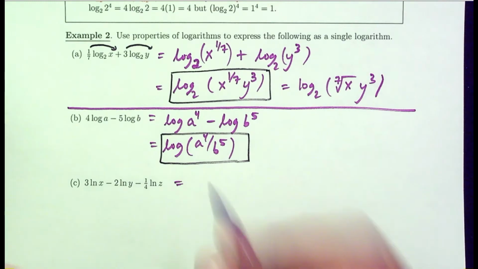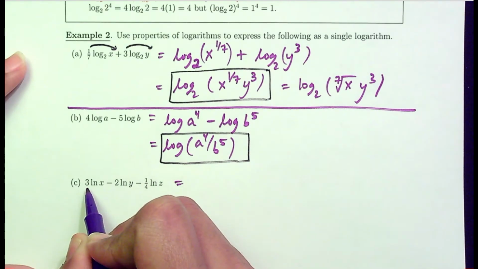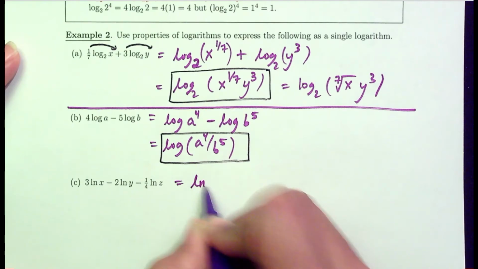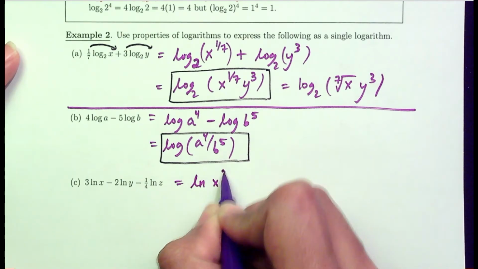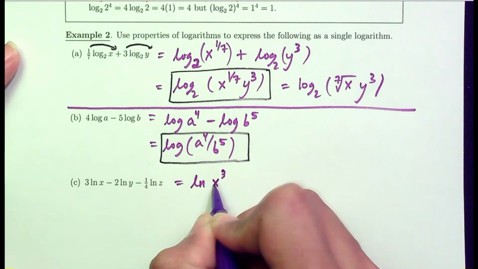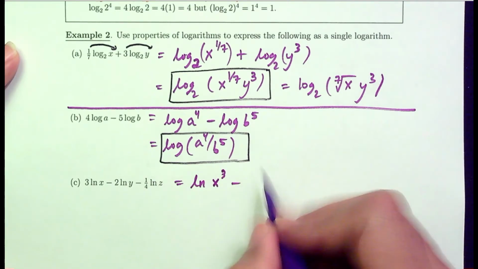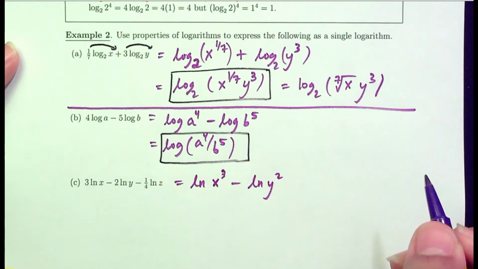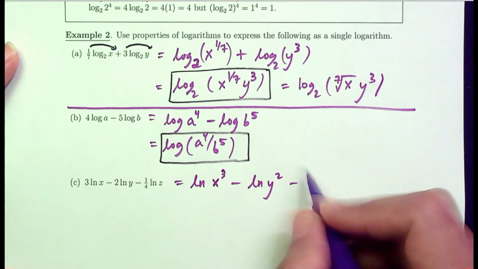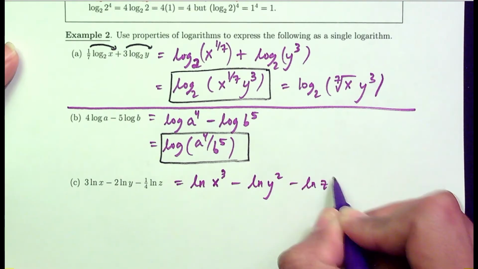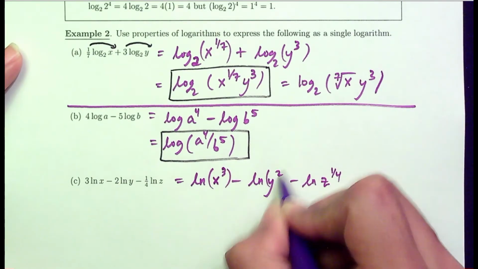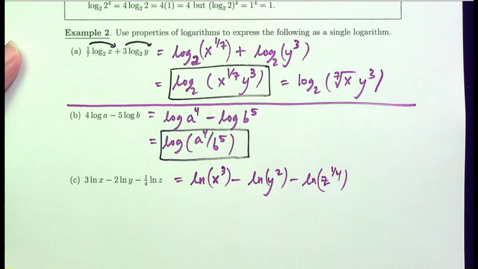Okay, let's do it. Take coefficients and move them inside. You move them inside as exponents. So this is ln of x cubed, minus, now the 2 goes inside as an exponent, so minus ln of y squared, minus, and then the 1/4 moves inside as an exponent, z to the 1/4. And you don't have to put parentheses, but if it makes it more readable, you can.